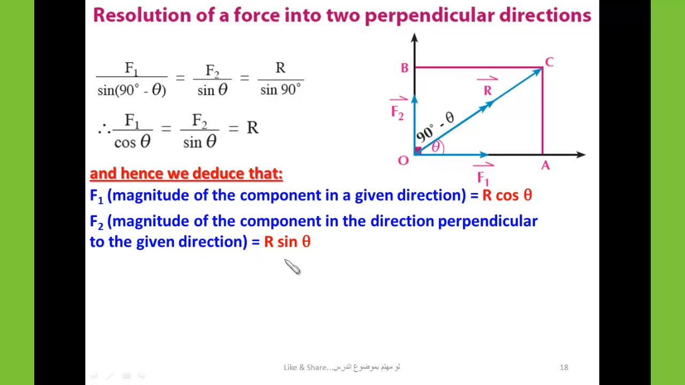So all you have to know and consider is that F1 equals R cosine theta, such that theta is the included angle between R and F1, and F2 equals R sine theta, where theta is the measure of the angle included between F1 and R. So we will use the measure of this angle theta twice.